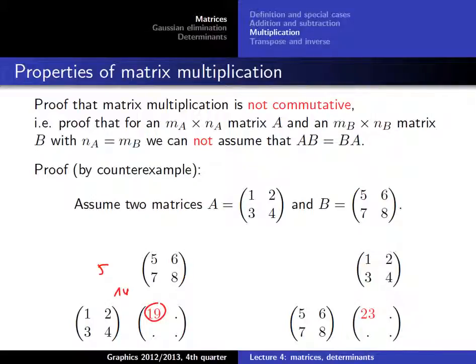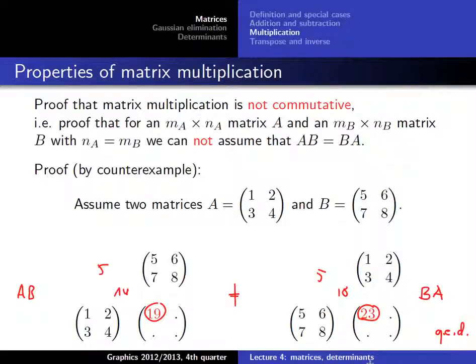If we do it in reverse order, we have here 5 again, 5 times 1. 6 times 3 is 18. 5 plus 18 is 23. So we see already the first coefficient is different, so we don't even have to calculate the others. We have already shown that if we multiply AB, we do not get the same result as if we multiply B with A. So this is our proof.